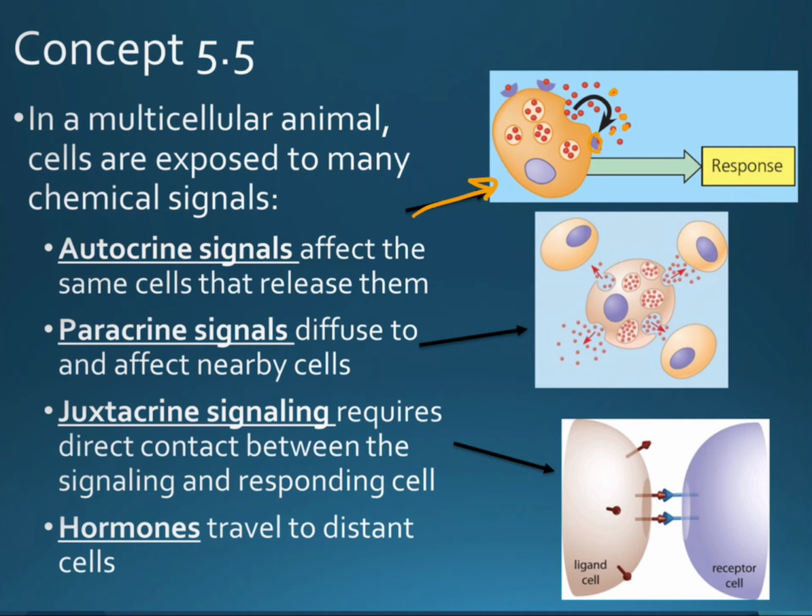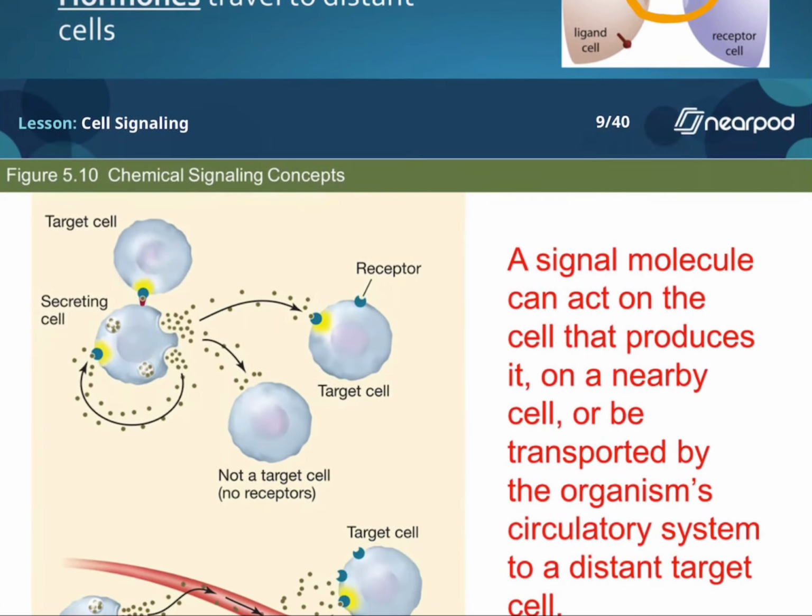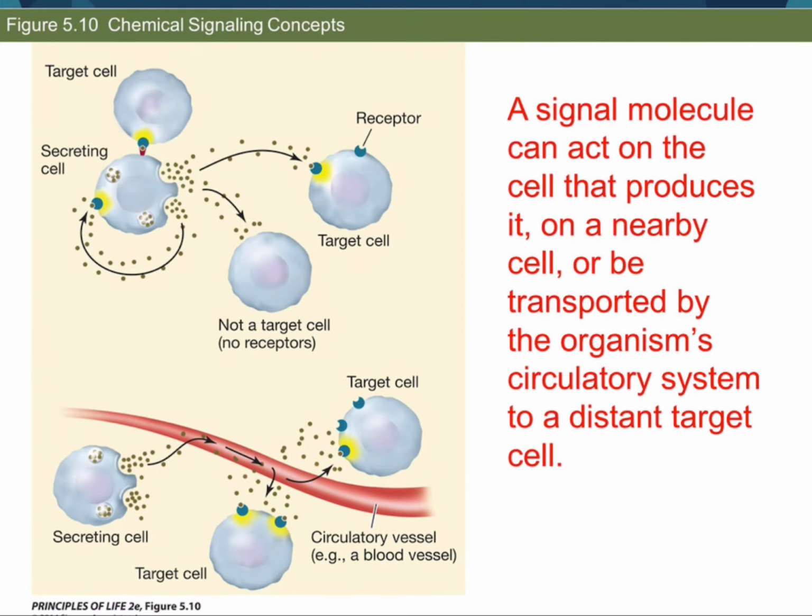Paracrine signals diffuse to and affect nearby cells, just like what's happening here. Juxtacrine signals require direct contact between the signaling and responding cell, just like we have here. They are directly contacting each other. And then you have hormones, which can travel to distant cells from wherever they're produced. So a signal molecule can act on the cell that produces it, on a nearby cell, or be transported by the organism's circulatory system to a distant target cell. That's more like hormones and things like epinephrine.